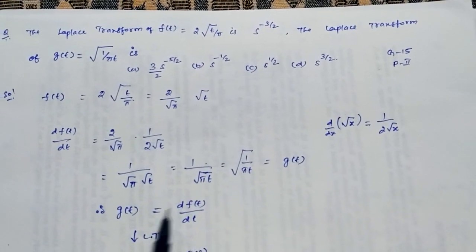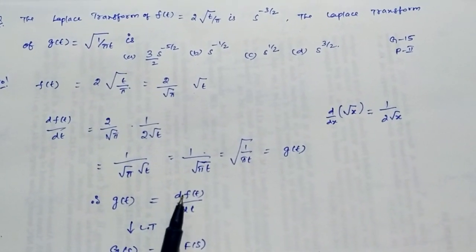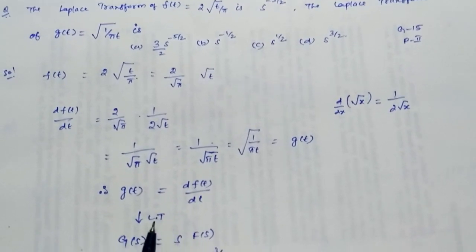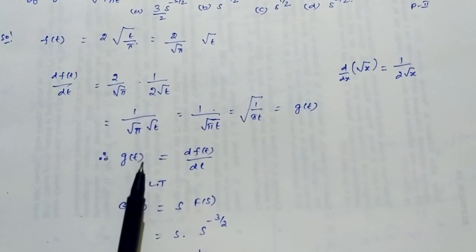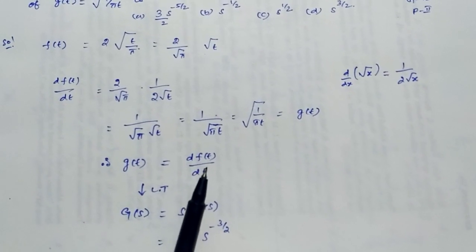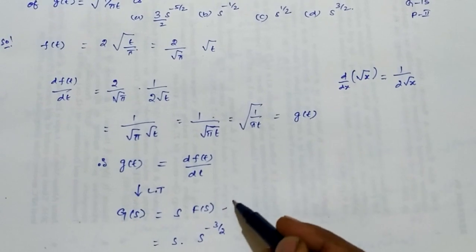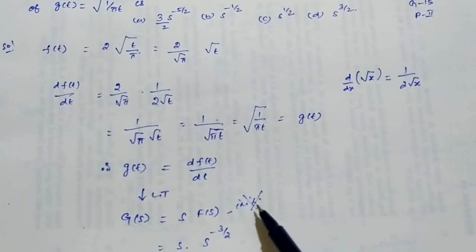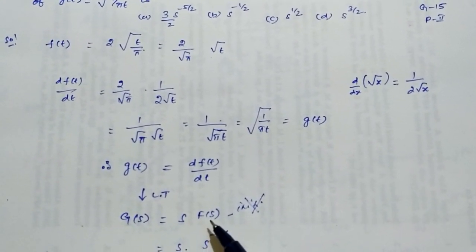Therefore g of t is the differentiation of f of t. So when we take the Laplace transform, g of t becomes g of s. The Laplace transform of the differentiation of any function is s into f of s minus the initial condition. The initial conditions we are not taking here. So it is s into f of s.